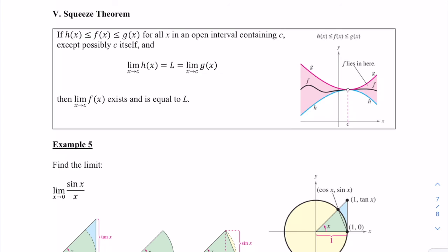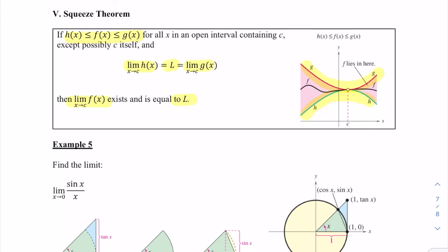There are some other methods that we can use to find limits that weren't on that chart on the first page. The first is the squeeze theorem. The squeeze theorem is saying if you have a function f of x between two functions, h of x and g of x, and the limit of both functions as they approach c equals L, then the limit of f of x as it approaches c must also equal L, because it's sandwiched or squeezed between the two.